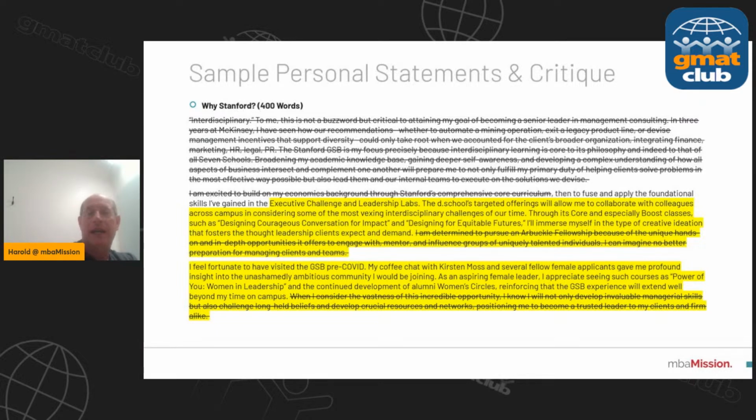Even more to the point, there is very rarely a first draft of a Stanford essay where I do not see someone mentioning the Arbuckle Fellowship. It is certainly worthwhile. It's a wonderful program. I encourage people to do it. You don't have to write about it. Everyone does it. Everyone writes about it. At this point, it's a waste of space. It says nothing that is unique to you. It says nothing that's unique to Stanford.